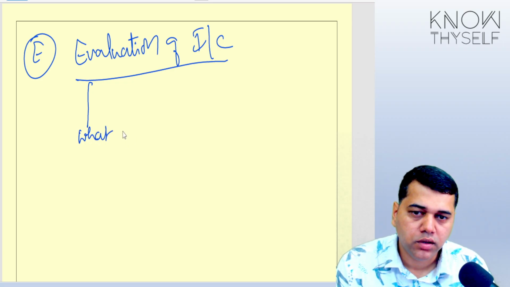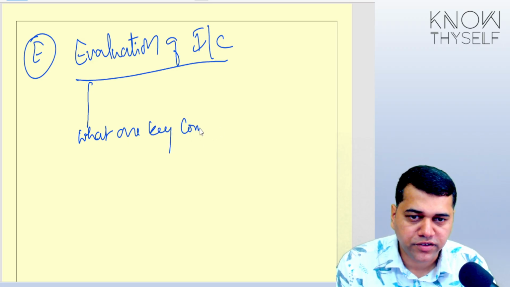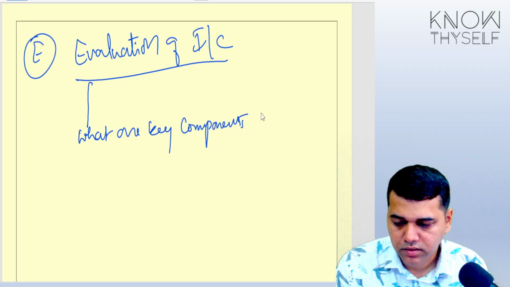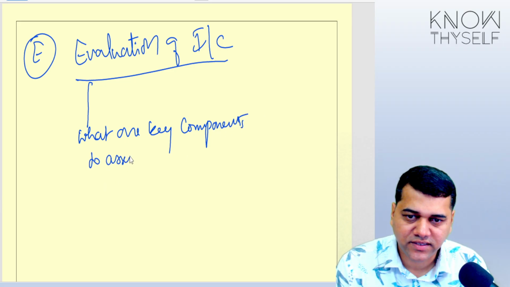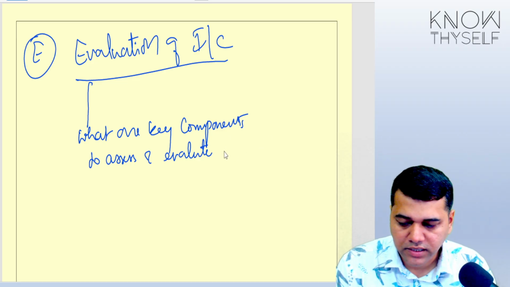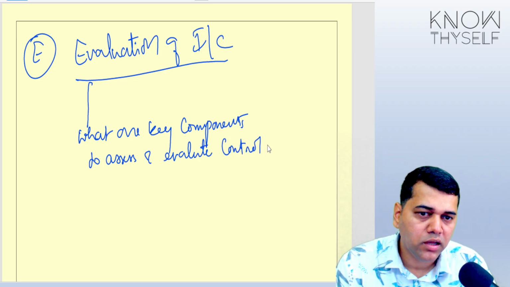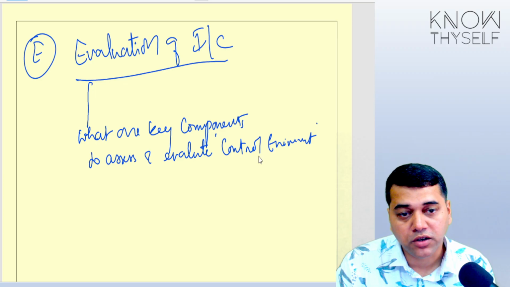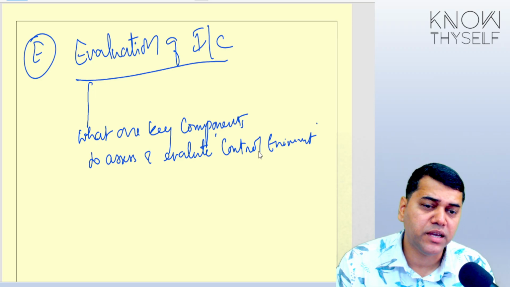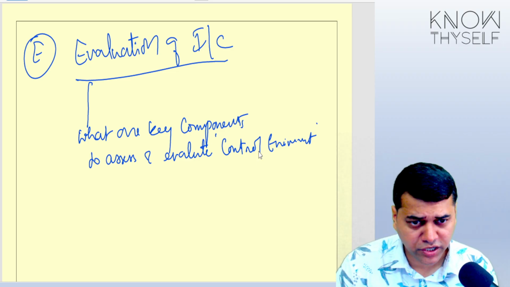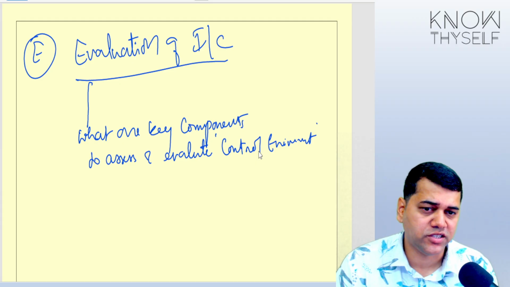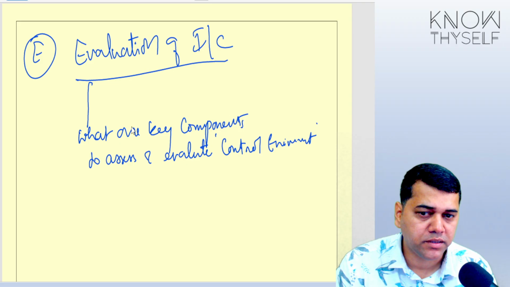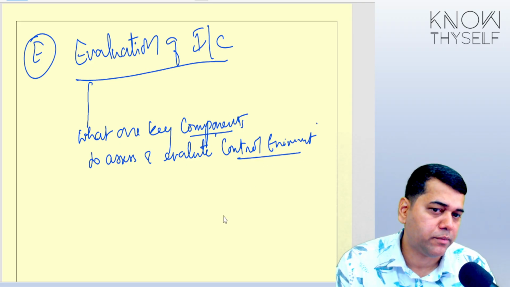What are key components to assess and evaluate? See, students, they have given something called a control environment. This can create a confusion, because when we talk about the components of internal control, we are talking about the integrity and communication of value, HR, organization structure, participation by the management. That is also a component of a control environment.